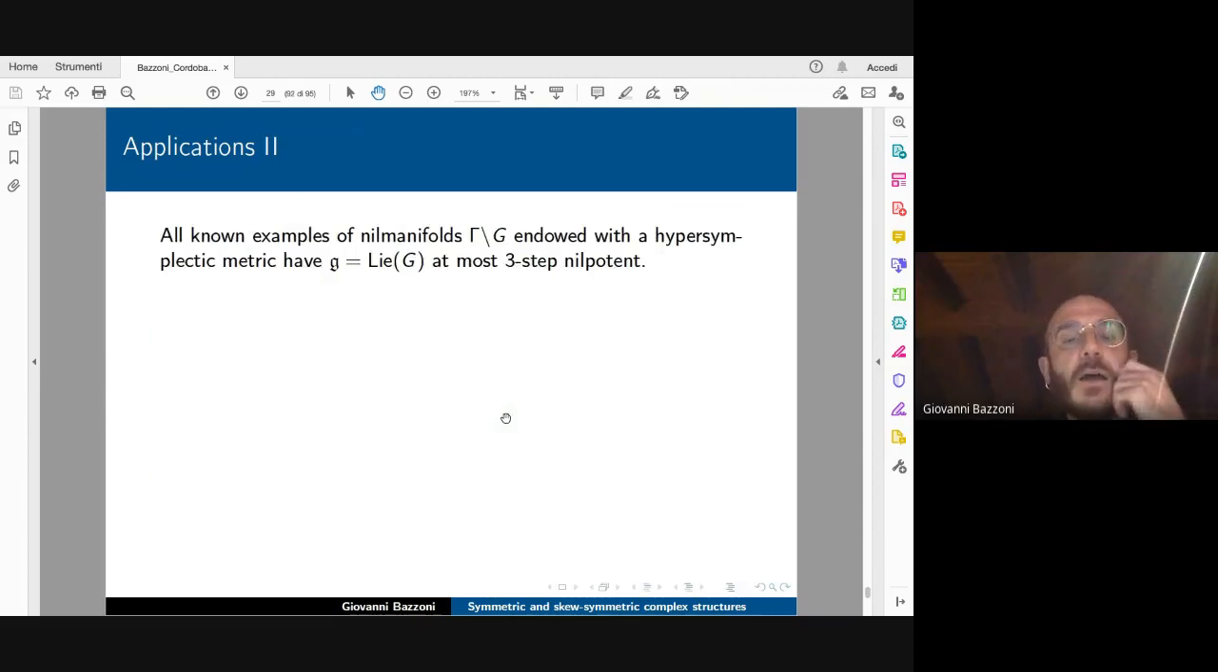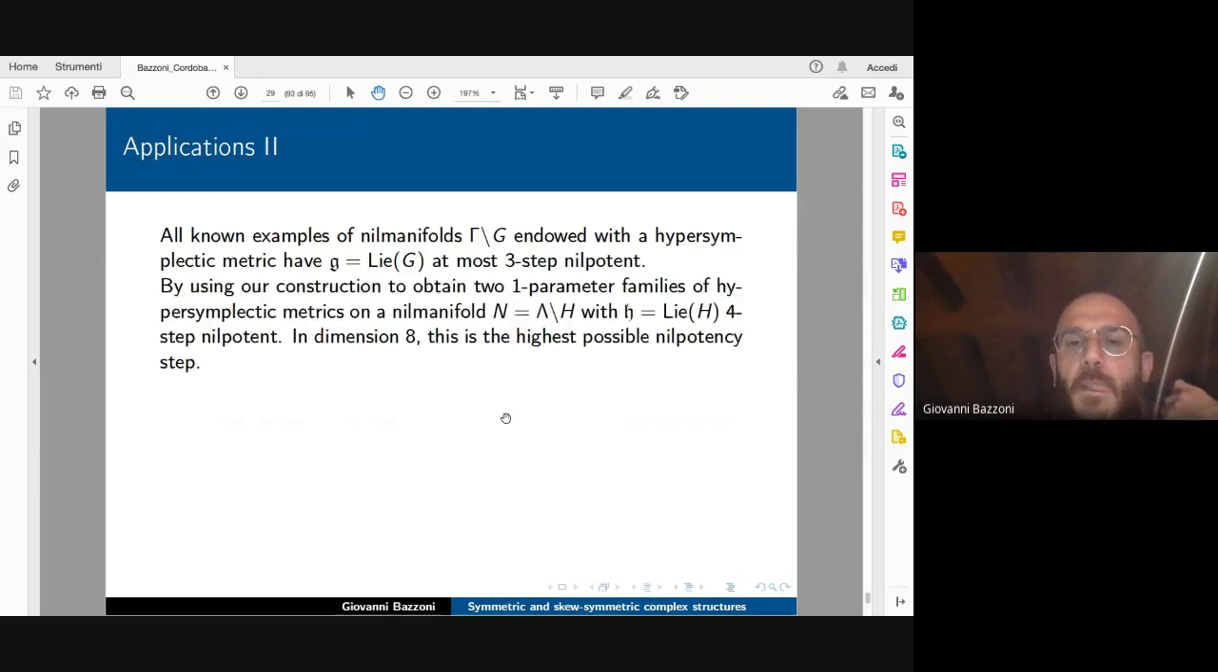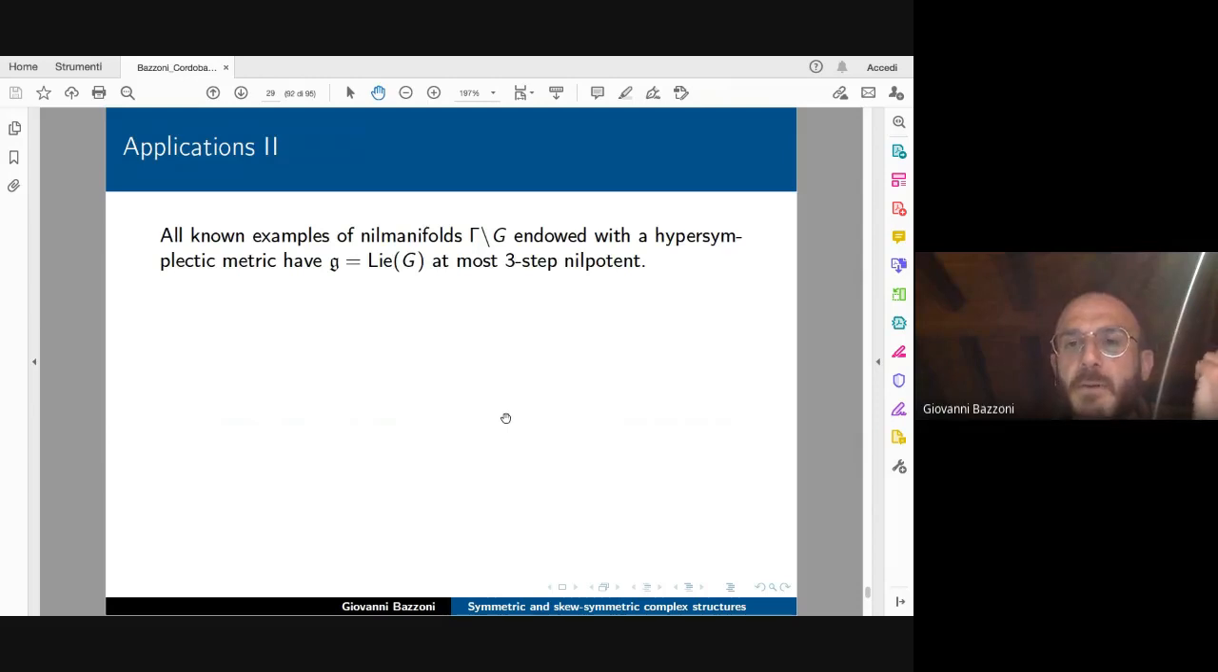And let me finish with a different application of this result, which is the following. All known examples of nilmanifolds with hypersymplectic metric have an associated Lie algebra that is at most 3-step nilpotent, to my knowledge. This is actually a result where Adrian and Isabel constructed many of these examples on certain kinds of extensions of R^2n. So the question is, what about 4-step nilpotent?